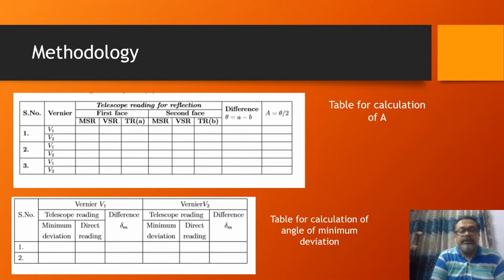Now this is the observation table, which is the methodology basically. The first table gives you the table for calculation of angle of prism A. You can see here the telescope reading for the reflection, first phase, main scale reading, vernier scale reading, total reading, that is on the right side. Again from the left side, the second phase of the prism, main scale reading, vernier scale reading and the total reading. The difference on left and right side will give you the value of angle of prism. So this is how we calculate the angle of prism.